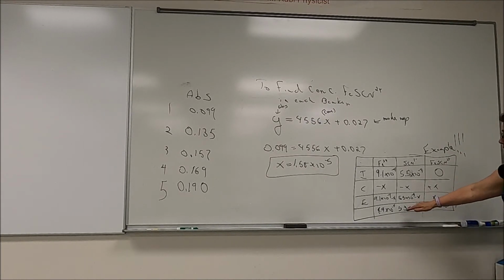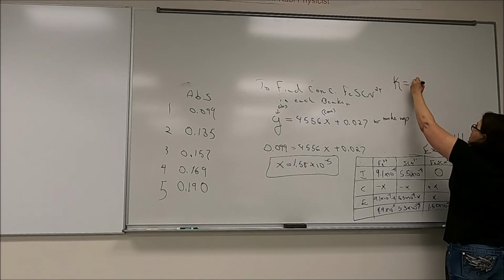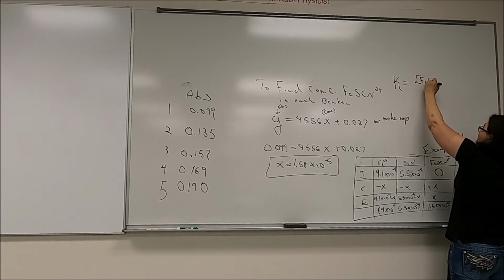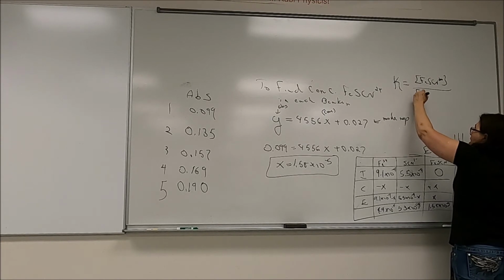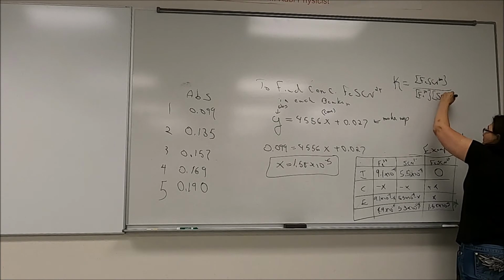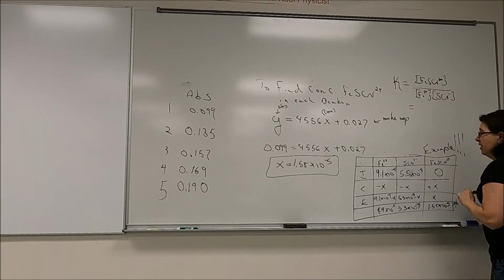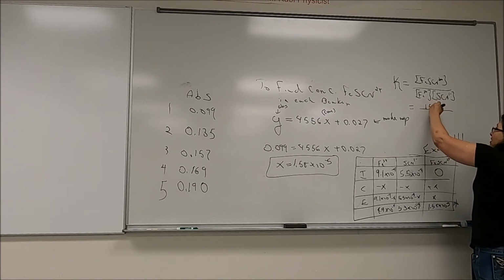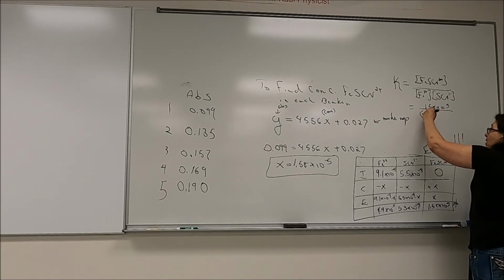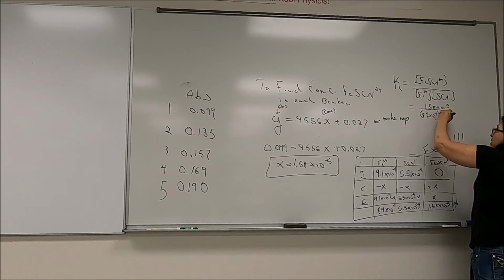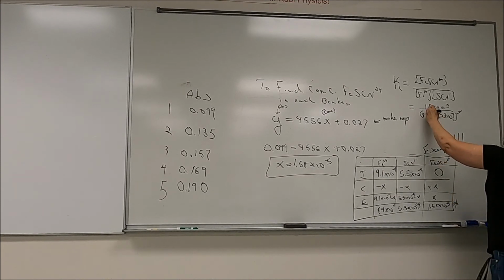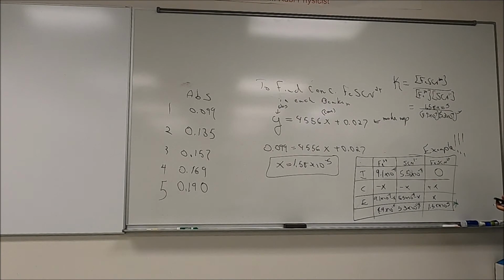Okay, now once you have all of your concentrations at equilibrium, let's look at the K expression. K is equal to the concentration of the complex FeSCN 2 plus divided by the concentration of iron 3 plus times the concentration of the thiocyanate ion. So for this reaction, I'd have 1.58 times 10 to the minus 5 over 8.9 times 10 to the minus 4 times 5.3 times 10 to the minus 4. So 1.58 times 10 to the minus 5 divided by 8.9 times 10 to the minus 4, hit equal, and then divide by 5.3 times 10 to the minus 4. And I get a value here of 33.5.